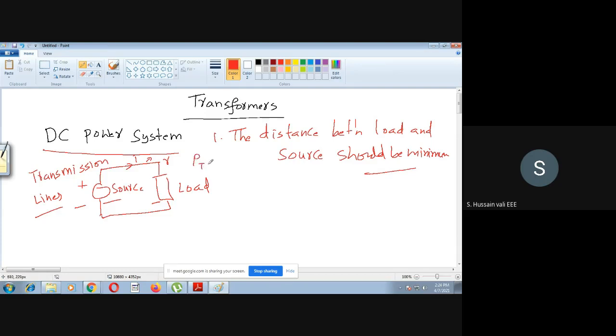P transmission line is obviously I square R. This is the power loss in every resistor. I is the amount of current flowing through the load, and R is the resistance of the transmission line. So current I is flowing, the transmission line has a resistance of R, then the power loss in the transmission line is I square into R.